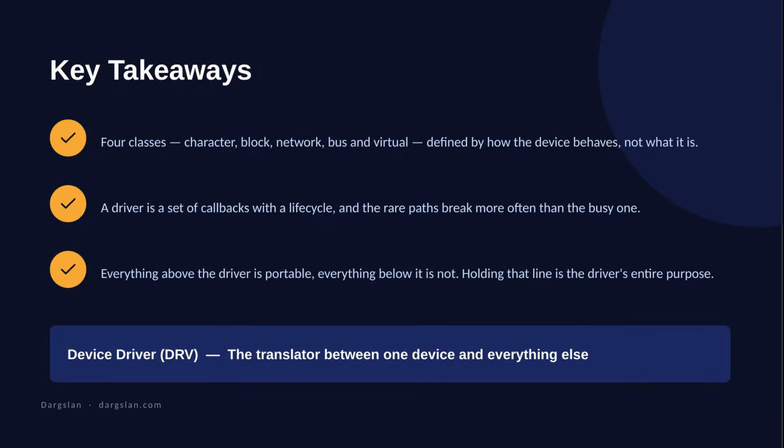So let's leave you with 3 things worth remembering. The 4 driver classes, character, block, network, bus, and virtual, are defined by behavior, not by the physical device. A driver itself is really just a set of callbacks with a life cycle, and it's the rare paths, not the busy ones, that tend to break. And above all, everything above the driver is portable, everything below it isn't. Holding that line is the driver's entire purpose, the translator between one device and everything else.